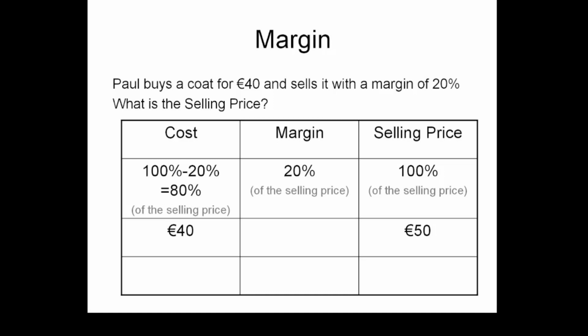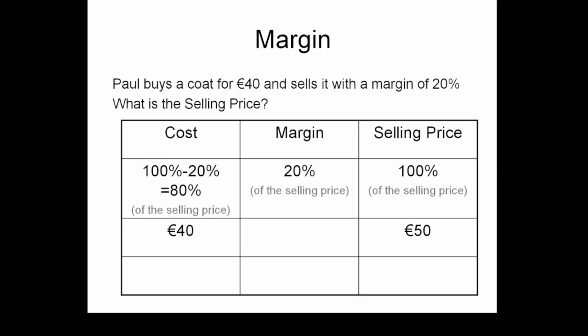Again, when we're talking about margin, we're talking about a percentage of the selling price. So the selling price is 100% of the selling price, the margin is 20% of the selling price, so the cost is 80% of the selling price. We were given the €40, which we know is 80% of the selling price. We wanted to find 100% of the selling price, and we did that using the unitary method. We could also easily find the margin, the profit that he makes, by the unitary method, except finding 20%.